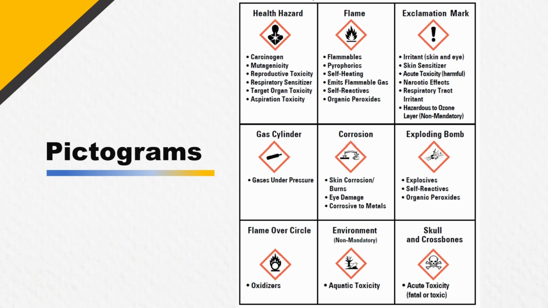OSHA requires the use of GHS pictograms on SDSs and labels to enhance workplace safety. In addition to pictograms being required, they also help workers take necessary precautions when handling chemicals and support risk assessment and proper personal protective equipment selection. Now remember this, by recognizing these pictograms on the SDS and labels, employees can better protect themselves and their work environment from hazardous substances.